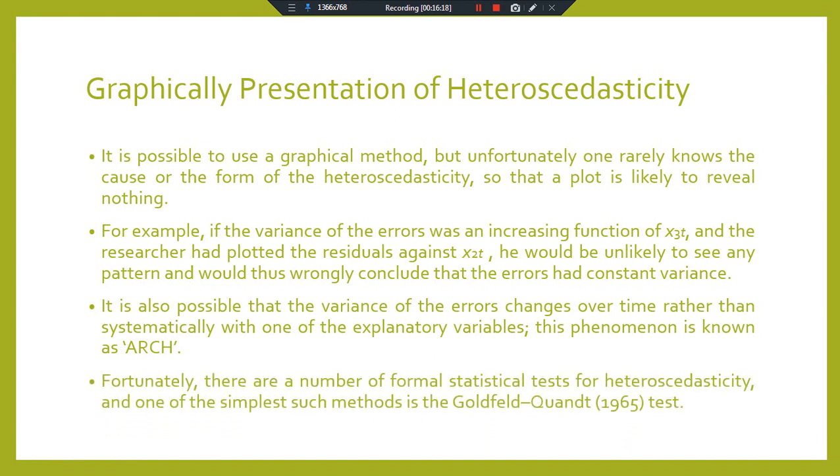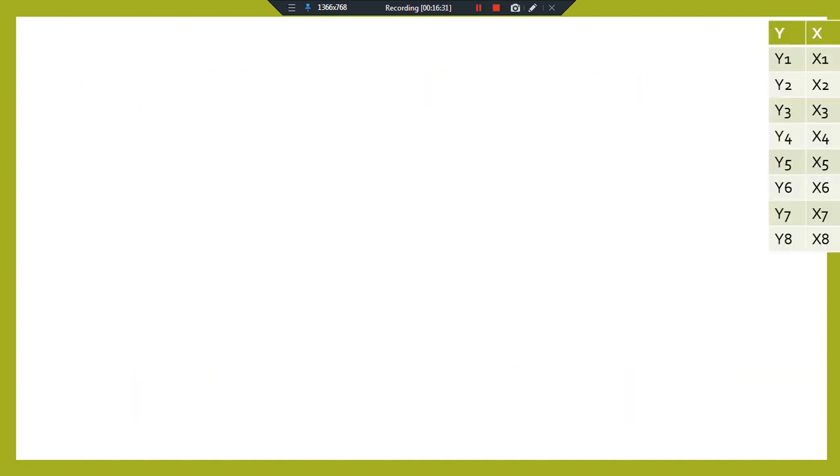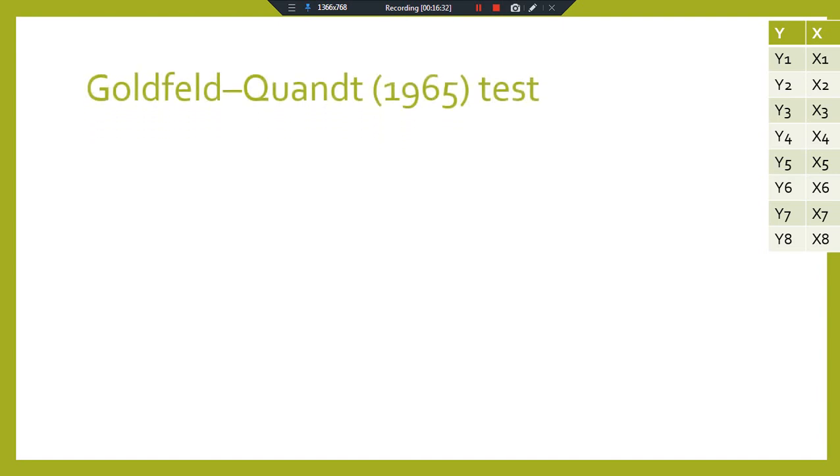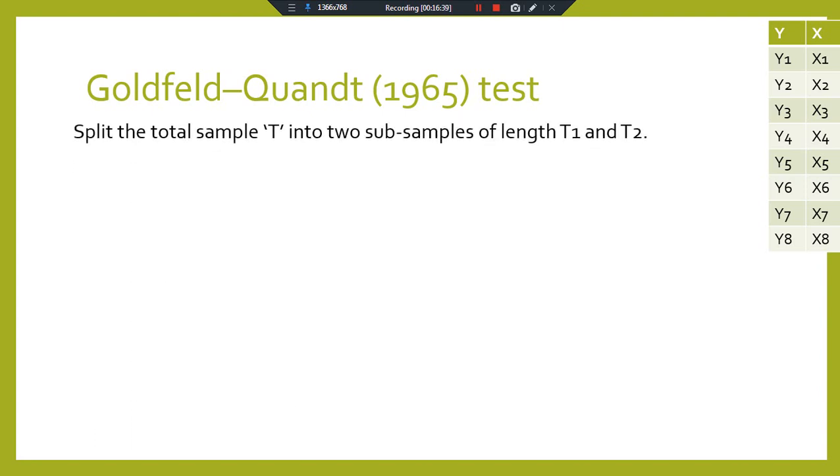Fortunately, there are a number of formal statistical tests for heteroscedasticity, and one of the simplest such methods is the Goldfeld-Quandt test. Okay, let's discuss the details of this test. The Goldfeld-Quandt test of heteroscedasticity: you can split the total sample data into two subsamples of length T1 and T2.